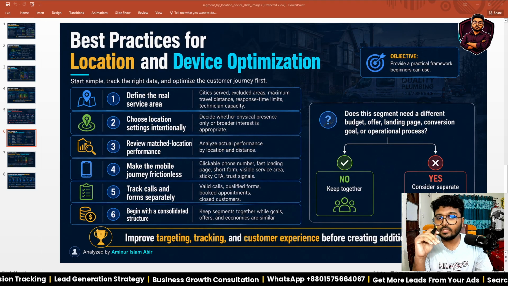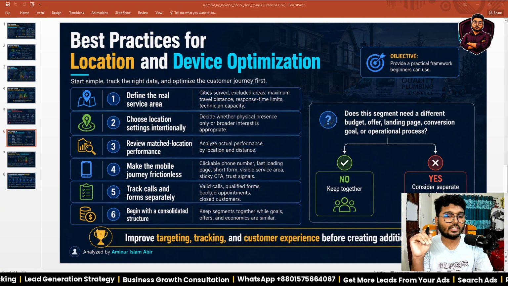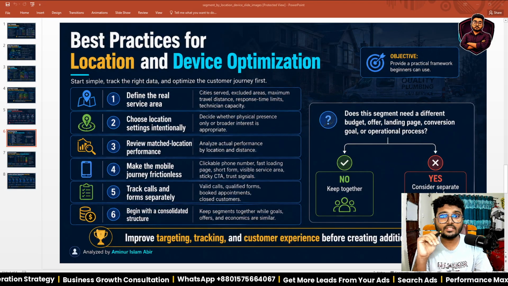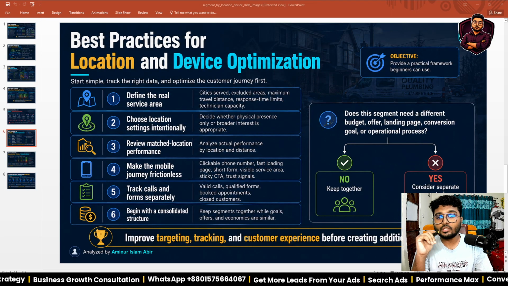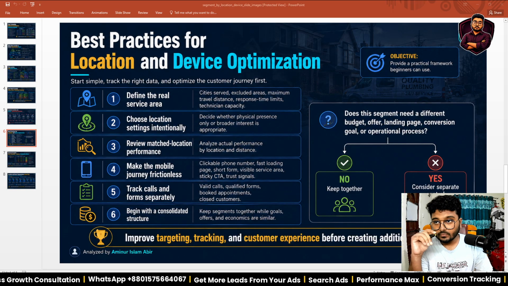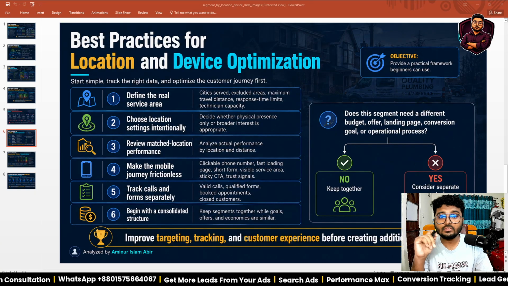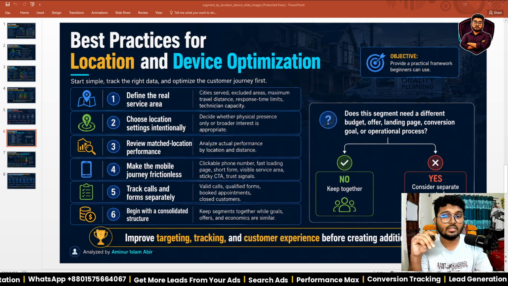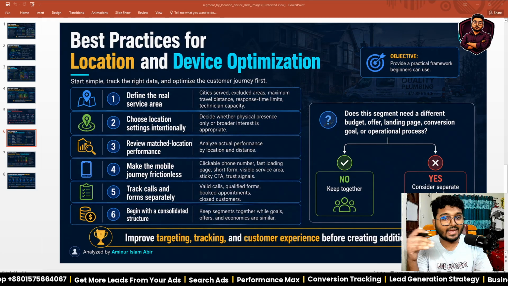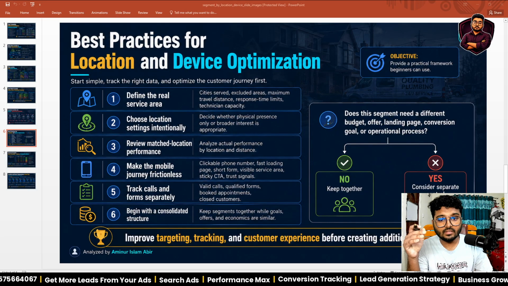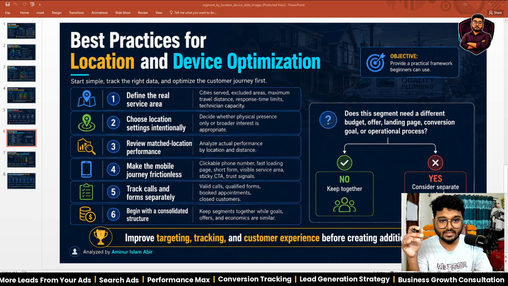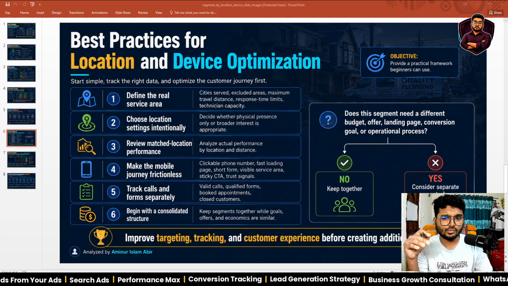The second step is to choose location settings intentionally. Ask whether customers must be physically present in the service area or whether people showing interest in the area are also valuable. The third step is to review the locations that actually match the ad. Compare performance by city, postal area, and distance. When enough data is available, this can reveal profitable core areas, weak outer areas, and locations that should be excluded.